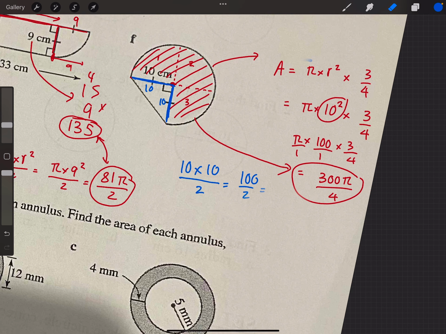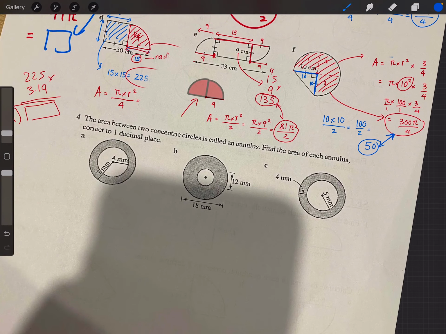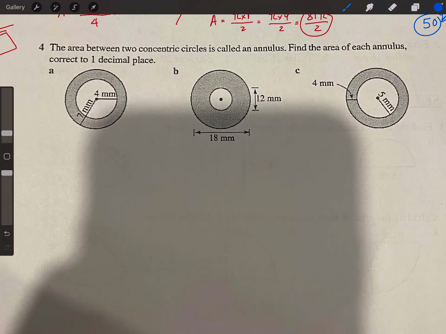So that means the area of the triangle is 50, and then the area of the 3/4 circle is 300 pi on 4. What do we do with these? We add them together. Use your calculators, work it out. Alright, next one, question 4.